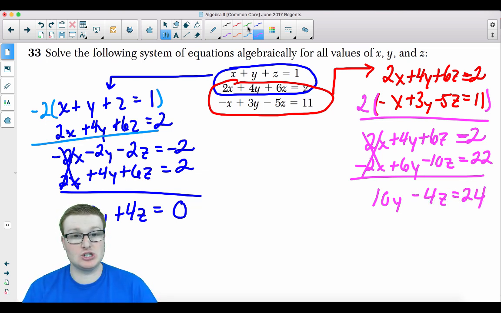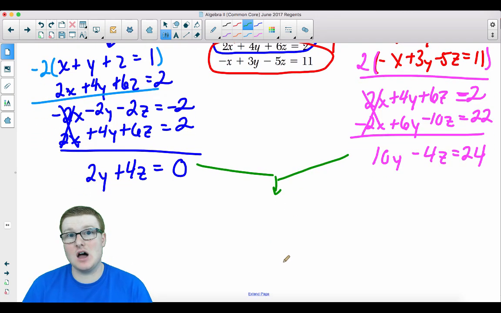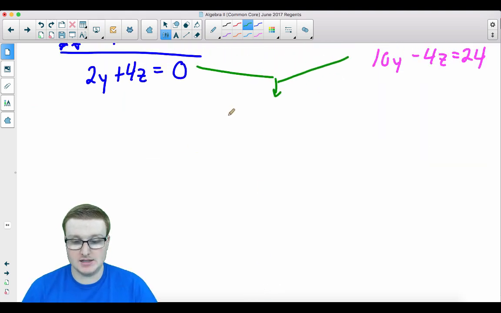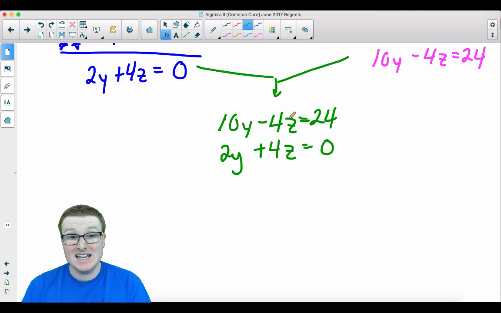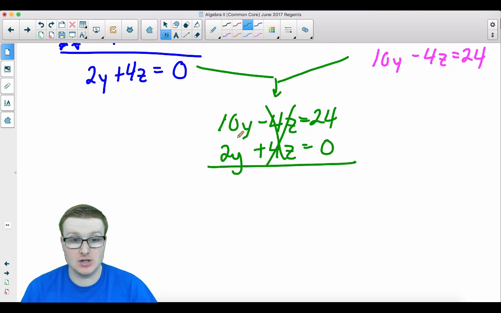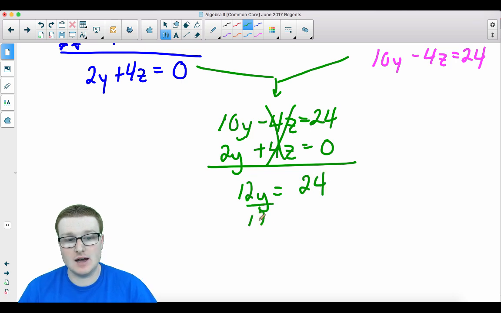So now, which is nice, we're down to the y and the z. What we're going to do is combine these 2 equations and eliminate another variable to solve for the other. So I'm going to line these up. We get 10y minus 4z is equal to 24, and 2y plus 4z equals 0. Now what's nice is the z's cancel. Once we cancel those, we're just left with y terms. So we're going to add these up. We get 12y is equal to the number 24, divide by the number 12 on both sides, and we get y is equal to 2.